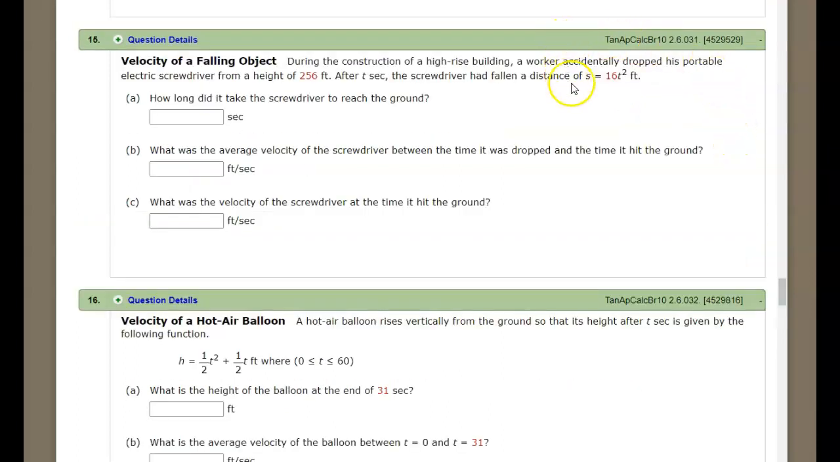For number 15, they aren't actually using Galileo's formula. So hits the ground is not the same here. It says it's from a height of 256 feet, so it's asking when has it gone 256 feet? How long did it take? So 256 feet is going to go in the S, and you'll solve for T. What was the average velocity of the screwdriver between the time of the drop and the time it hit the ground? Well, that's doing the y2 minus y1, putting in 0 for the time it was dropped and the time you just got in part 1. What was the velocity? Well, that's putting this in as the y1 and then doing the dy dx using that second trace.